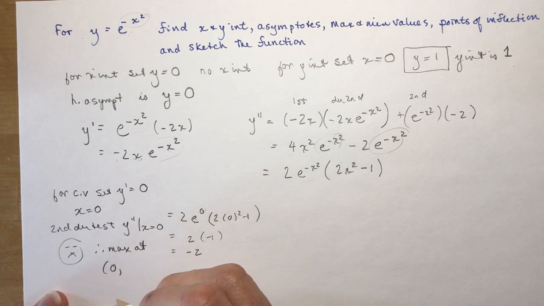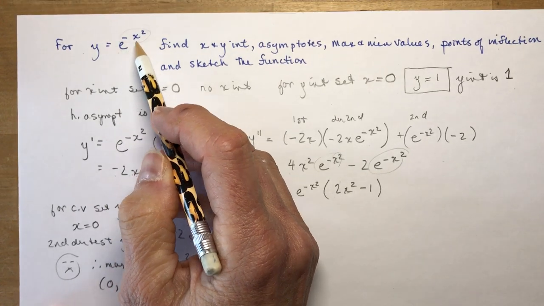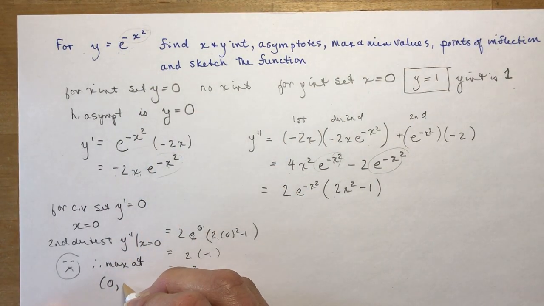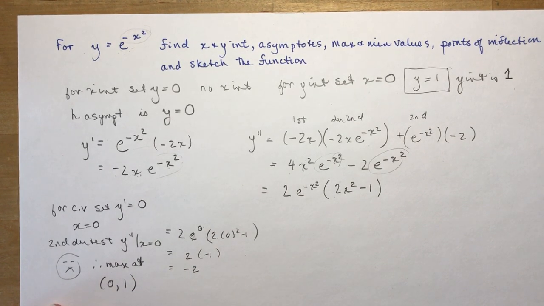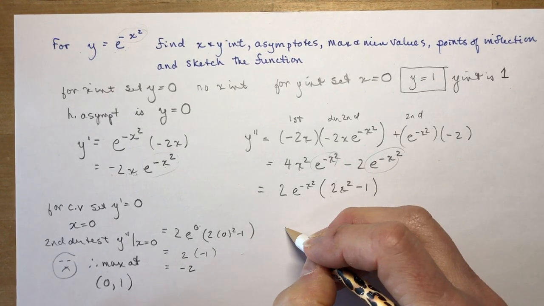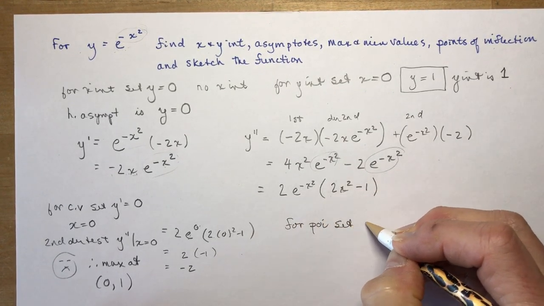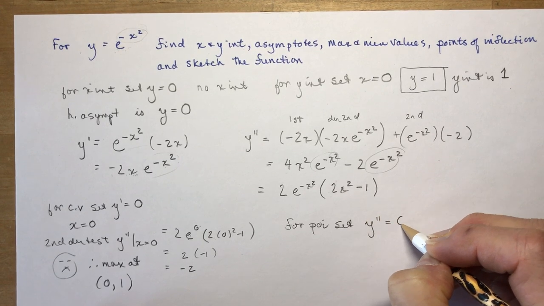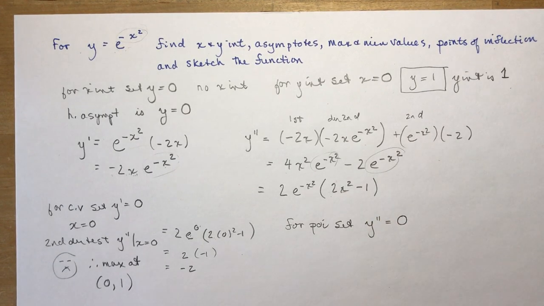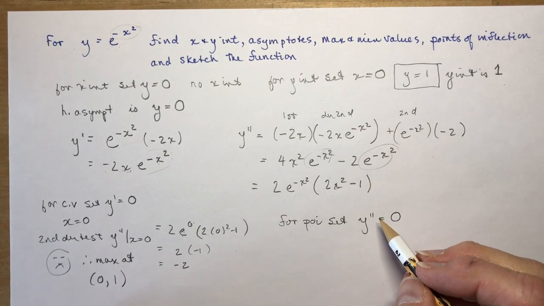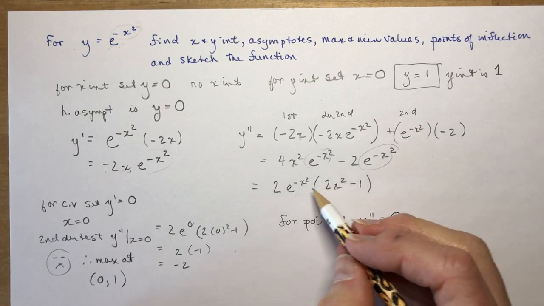And I need to know the y coordinate. So go back up to the original function, and e to the 0, anything raised to the 0 is 1. Okay, so now for points of inflection, we need to set the second derivative equal to 0. So if I set this to 0, what would I get here? Well, I already did set it to 0.